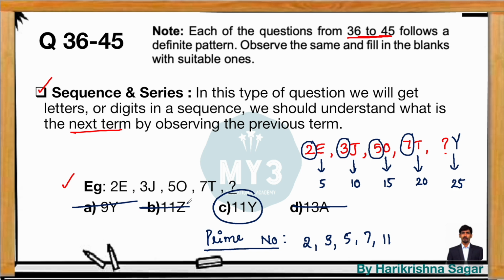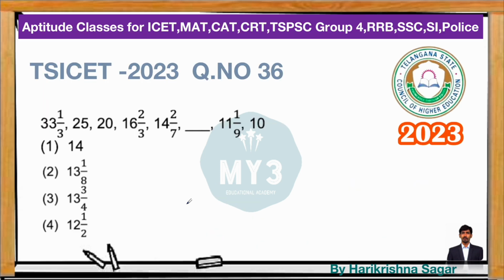Mostly, to solve these questions, I suggest you remember the squares and cubes, and in other cases you have to find the level of difference. We'll look at those questions once, and you will get clarity on how the questions of the 2023 paper are. Look at the first question, question number 36 in the TS ICET 2023 paper.